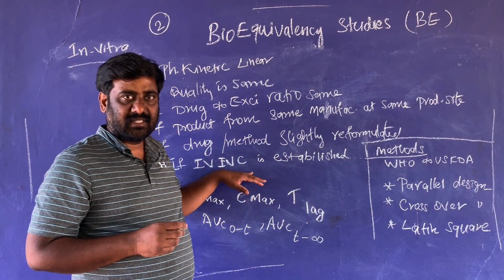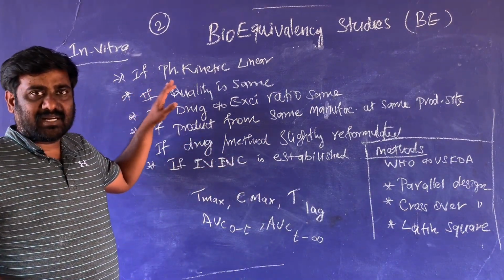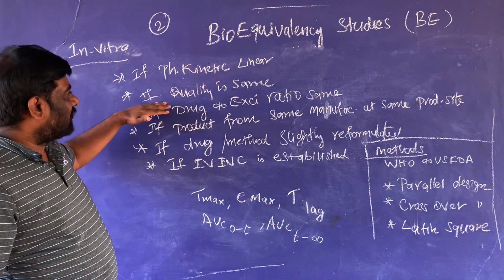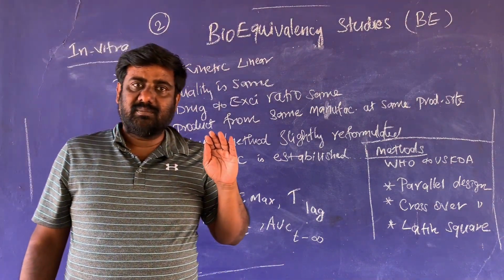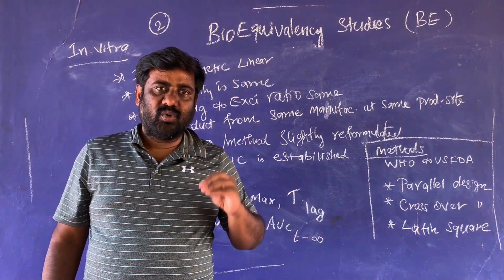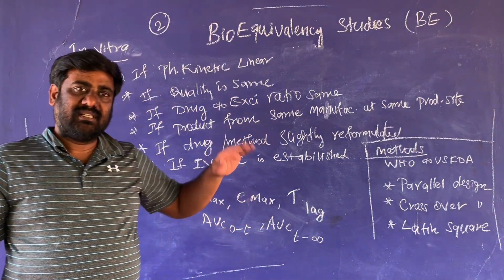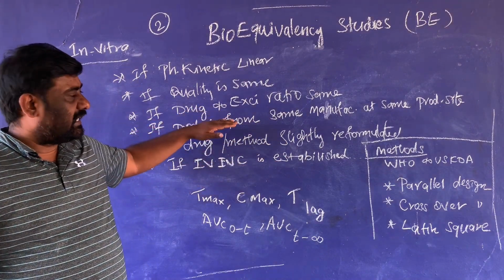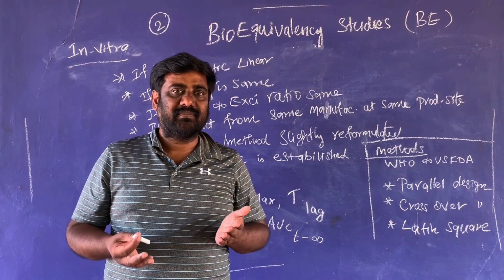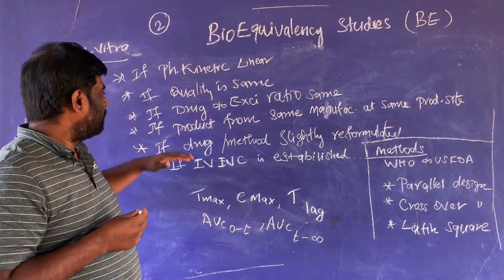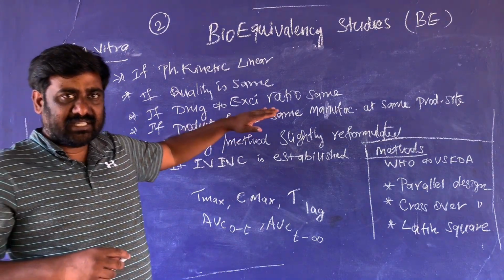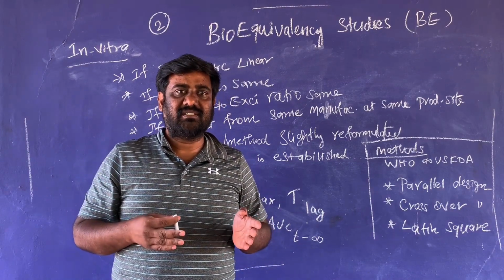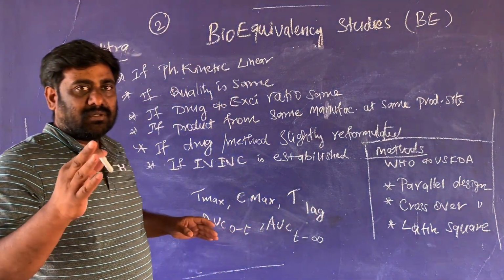in vitro studies. Or if the drug pharmacokinetic parameters are linear, we will do in vitro studies. Or if the quality of the products which are compared is more or less the same, then we can directly go for in vitro, no need of doing in vivo studies. If the drug and excipient ratio is the same, then we can go for in vitro studies. If the product is from the same manufacturer at the same site, those formulations are compared with in vitro parameters.